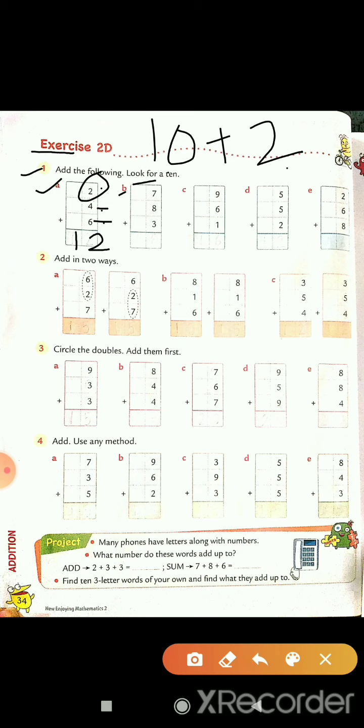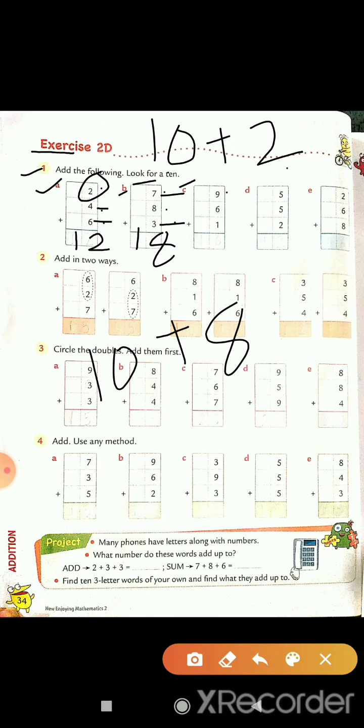Next, B. 7, 8 and 3. Which two numbers make 10? 7 and 3 make 10. So 10 plus which number is remaining? 8. 10 plus 8 is equal to 18. So our answer is 18.